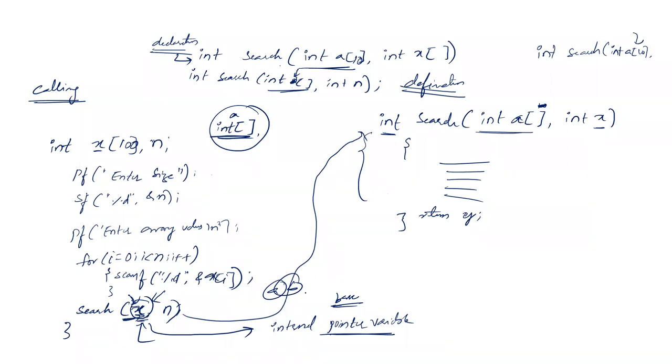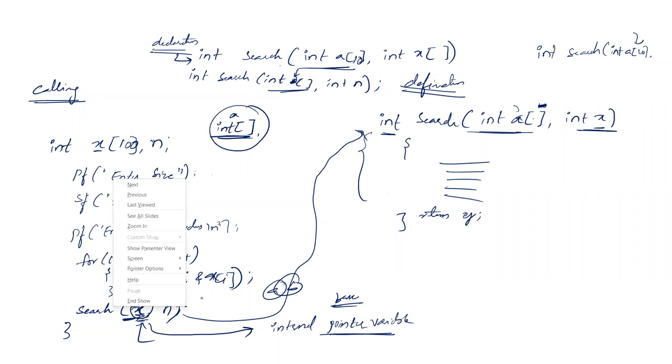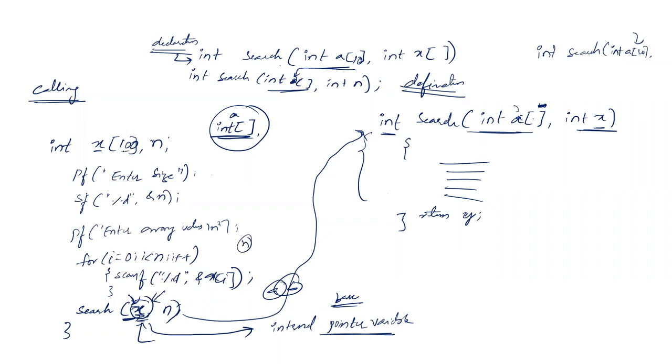After calling, the size is optional. If you want to mention a size, you have to mention it. If you're not mentioning a size, the whole array will be passed, all the elements will be passed. Here I took only 10 elements to be read, so if you mention 10, then 10 will be taken into account. Okay, that is about the value.